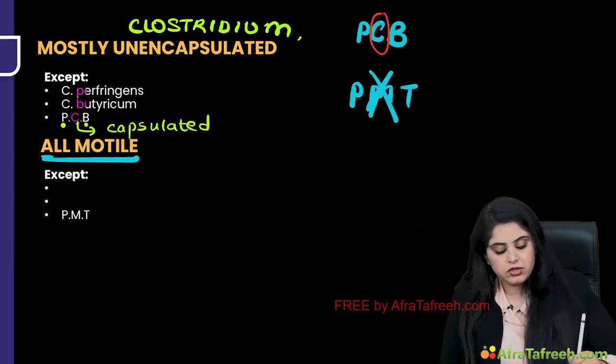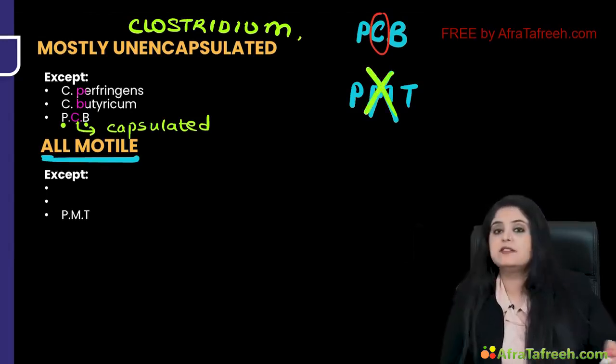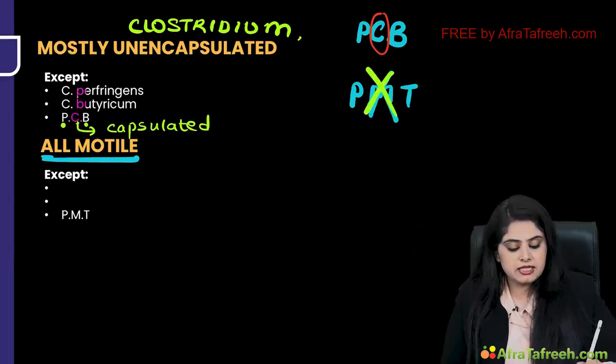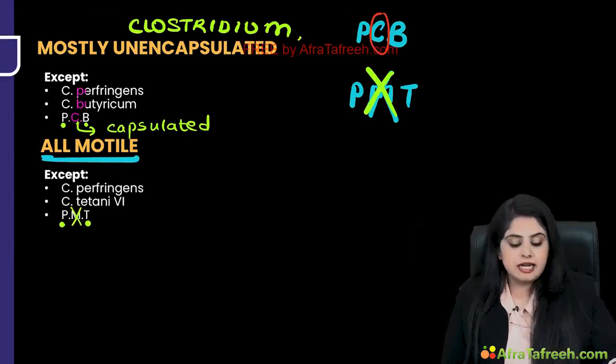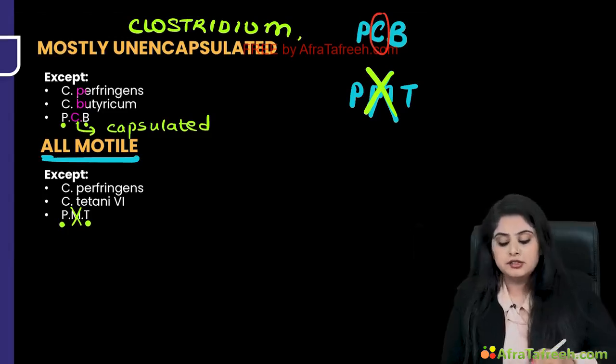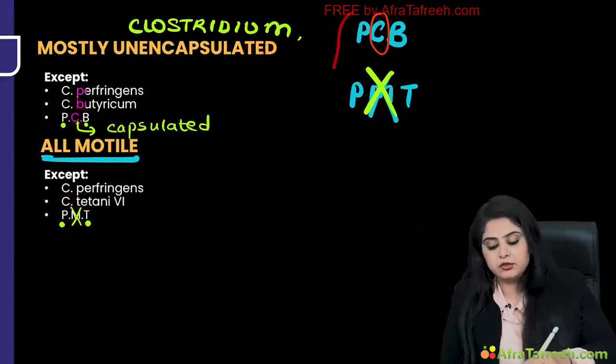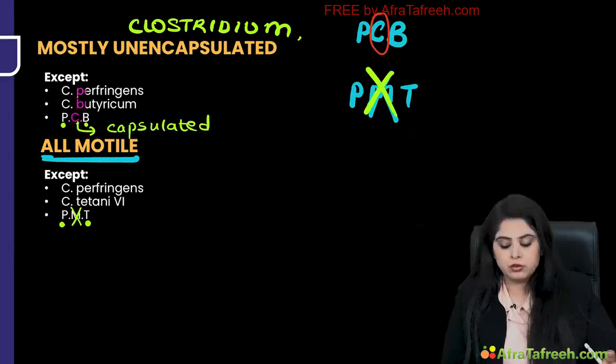Okay, then I say that all of the Clostridia are going to be motile, except which are the ones which are non-motile. Now look, kill the PMT. Which are the ones which are non-motile? Again, P and T. P and T are going to be non-motile. That means perfringens and tetani. Which tetani? Tetani 6. So remember this, guys. Perfringens and tetani are non-motile. Perfringens and butyricum are capsulated. So PCB, to kill the PMT, is what I learn.